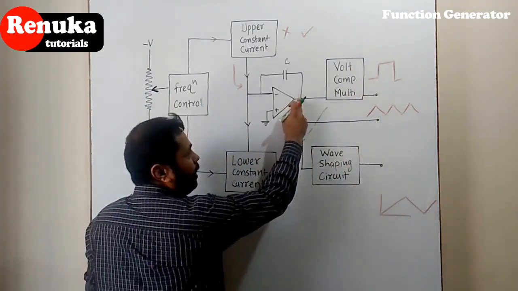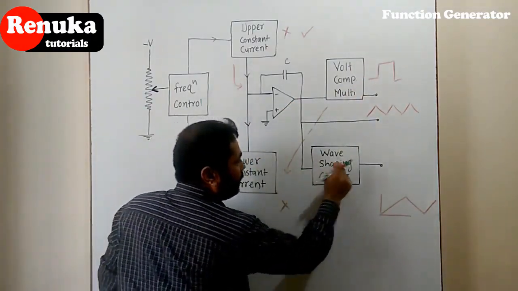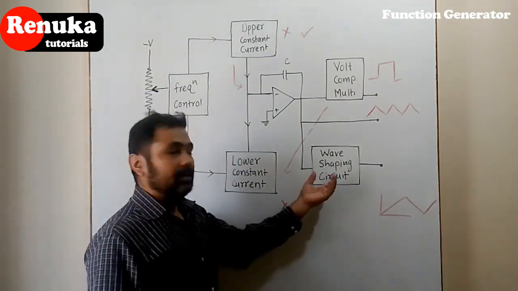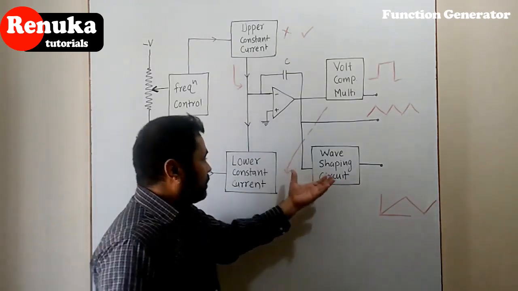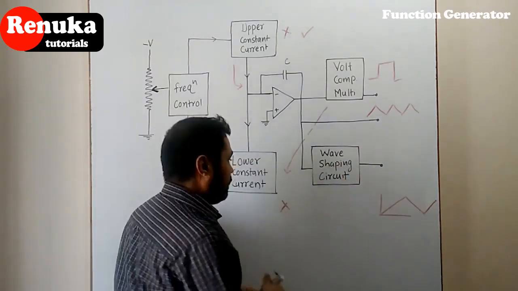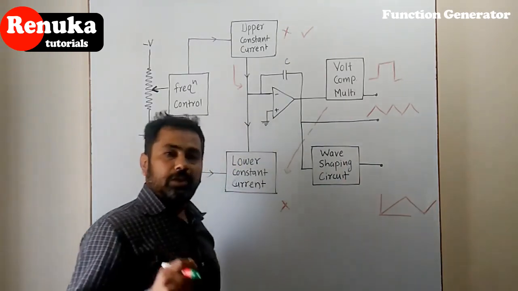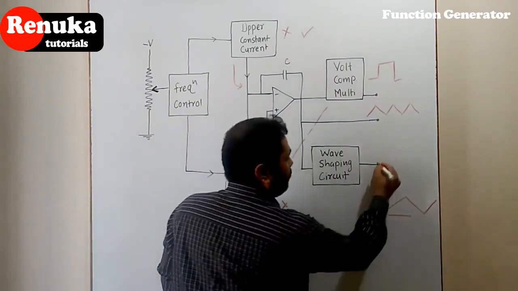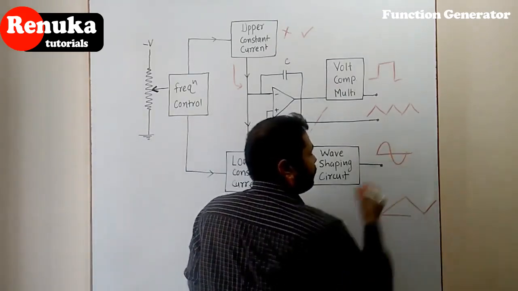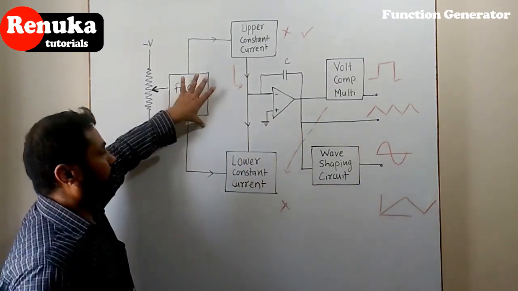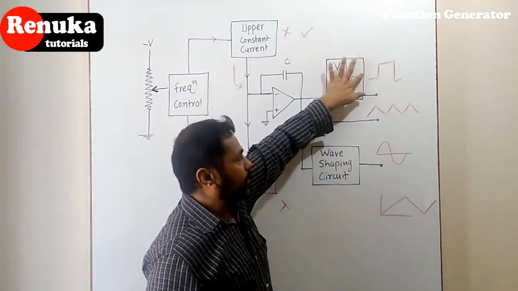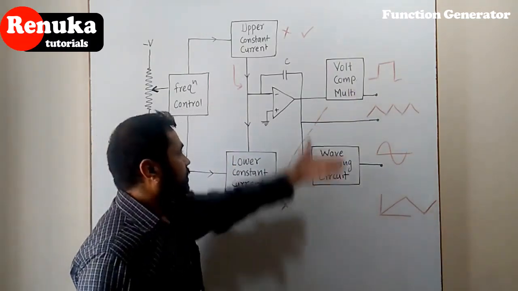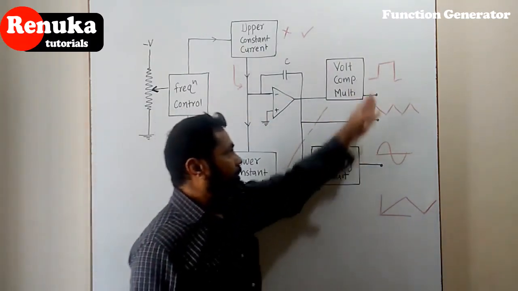Similarly, the same output of the integrator is connected to a wave shaping circuit. This wave shaping circuit uses resistors and diodes which change the shape of the triangular wave. So by using appropriate values of diodes and resistors, this triangular wave will be converted into a sinusoidal wave. So in the function generator, we can have square wave, triangular wave and sinusoidal wave at the same time. So this circuit is generating this type of signal.